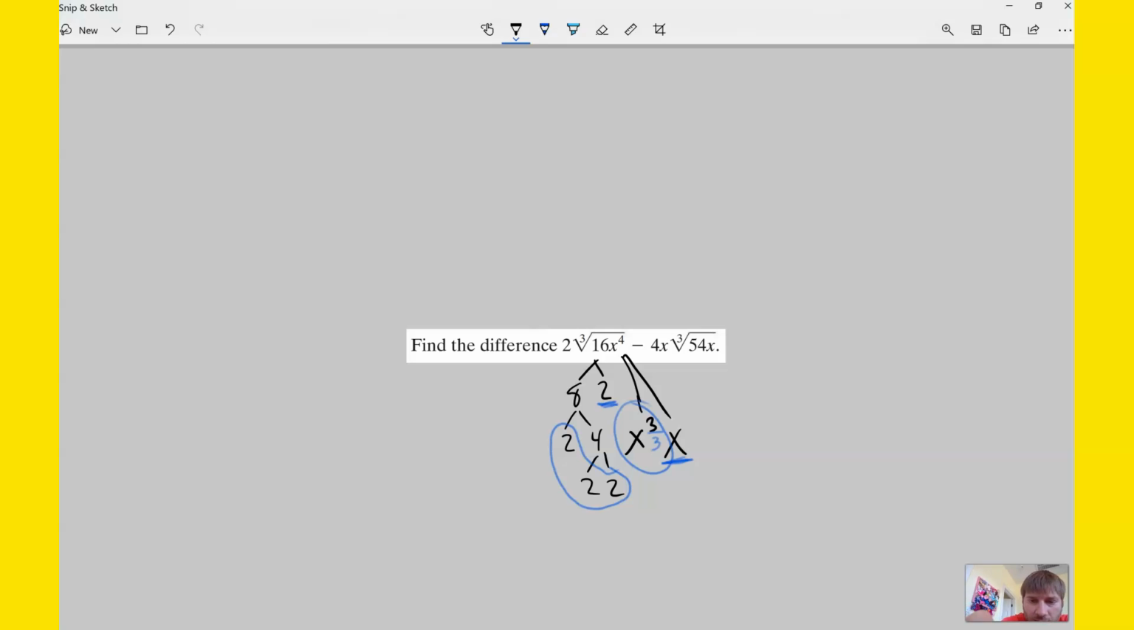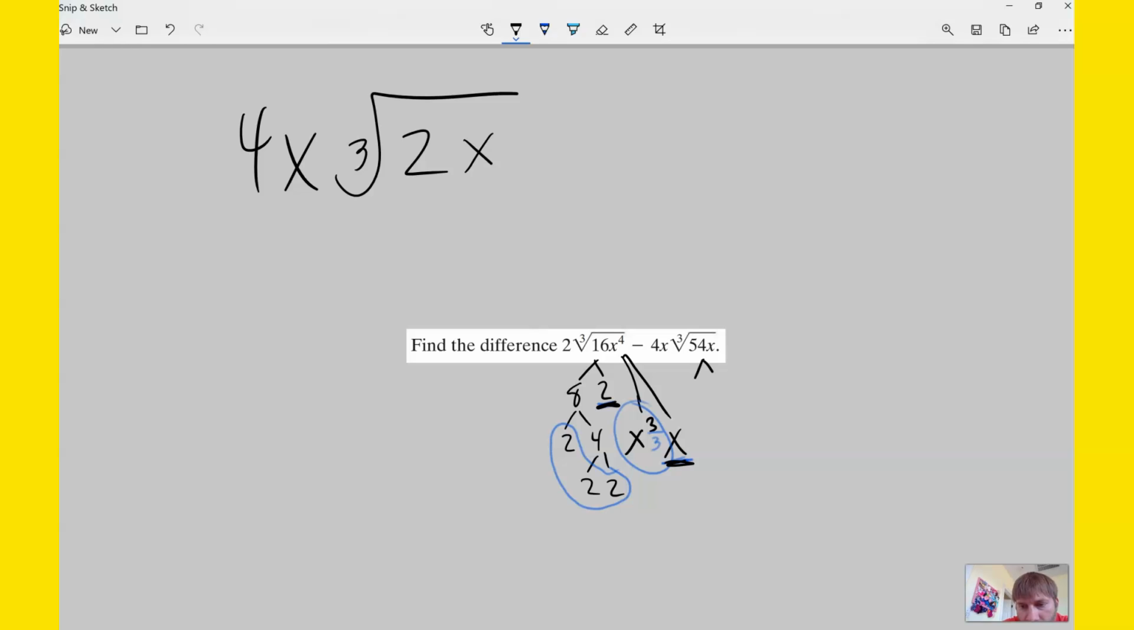So what have I got? Well, I've already got a 2 on the outside right here, and then I've got an extra 2 coming out there, so that's going to be 4 on the outside. And then I've got an x to the 3 over 3, so that comes out as an x to the first. And underneath the cube root now I've got a 2 from that 2 right there, and I've got an x from that x right there, so 2x.